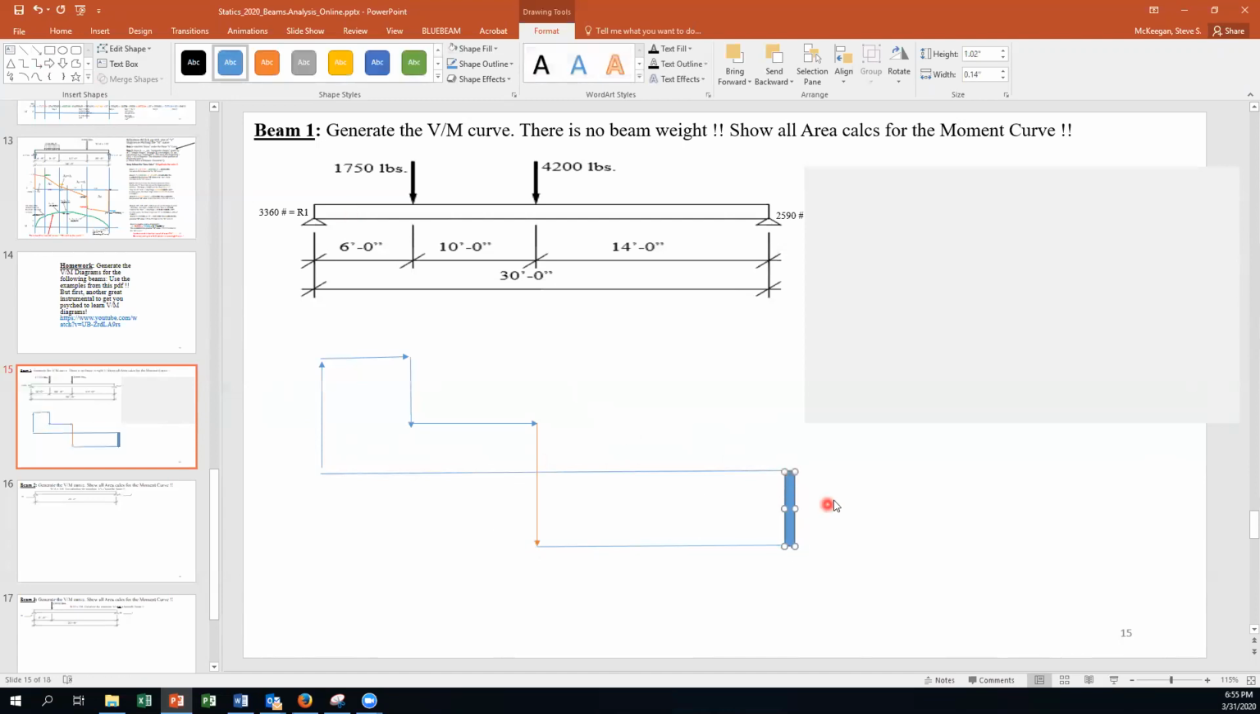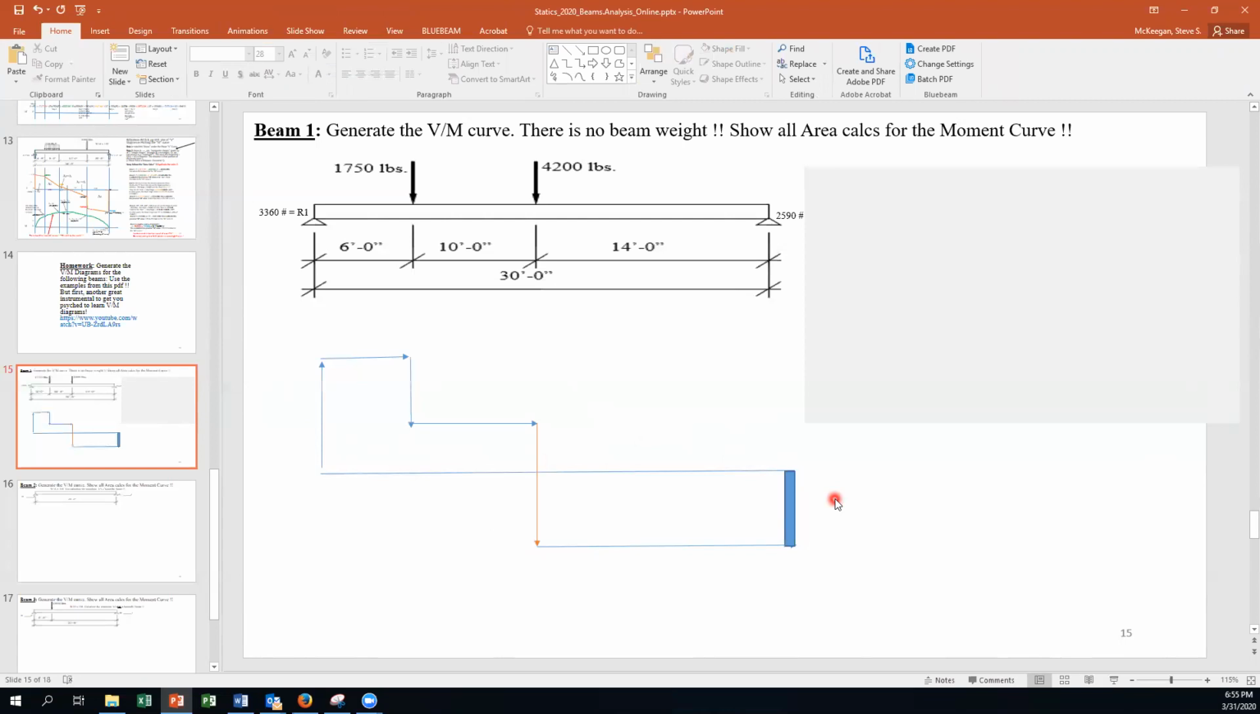Can you divide those shapes up to do your area? Yes, you have to. You've got to get them into simple shapes. So this is area 1. The distance is what? 6 foot. What shear value? 3360, not 1610. 1610 is the shear value for area 2. That's 1610 times what? 10 feet. And then this area 3 is, what's the shear value?